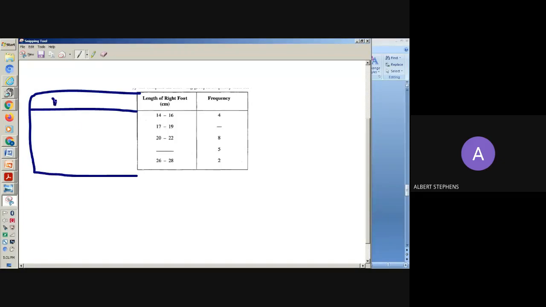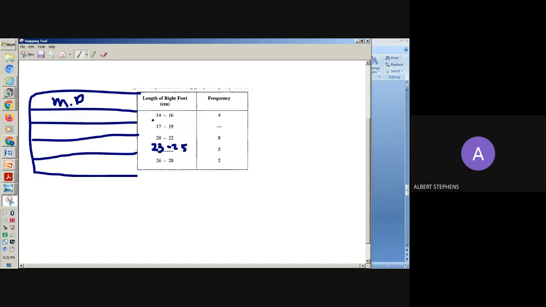So the class midpoint would be 14 plus 16, not true? Divided by 2, right? So this is what? 23. And 25? All right, so go ahead for me and find the class midpoint.